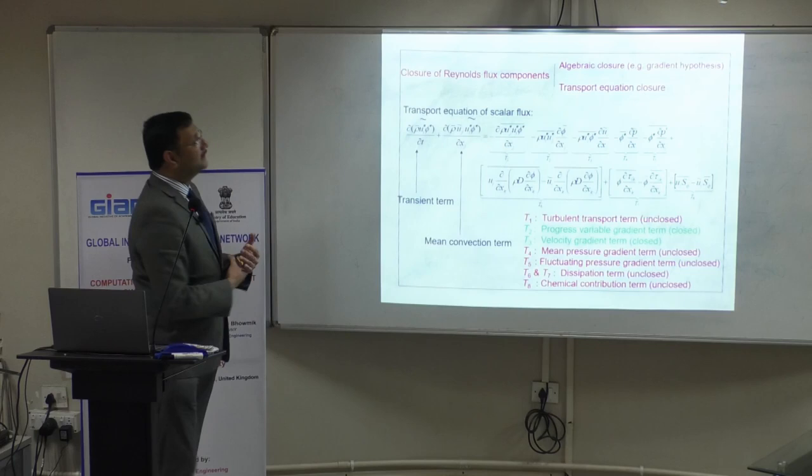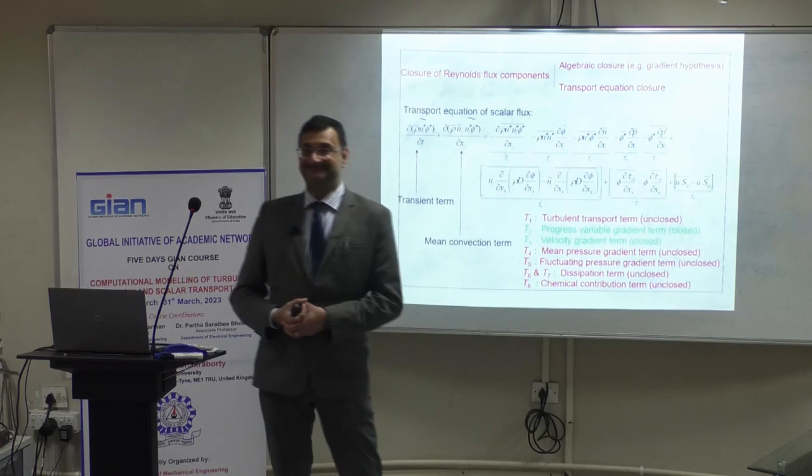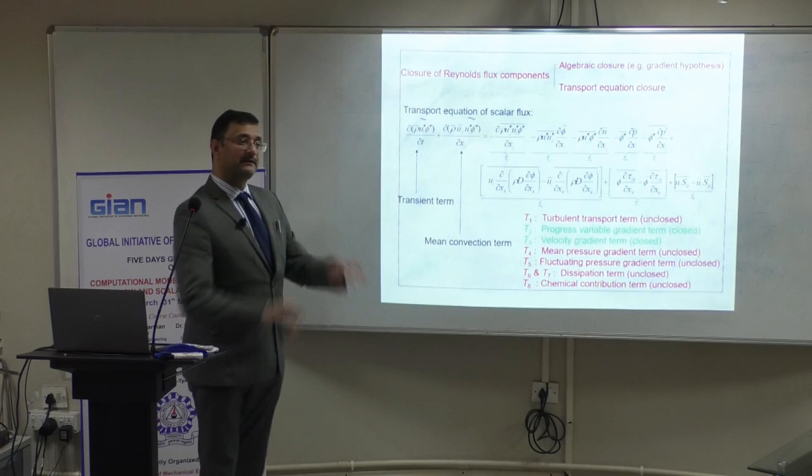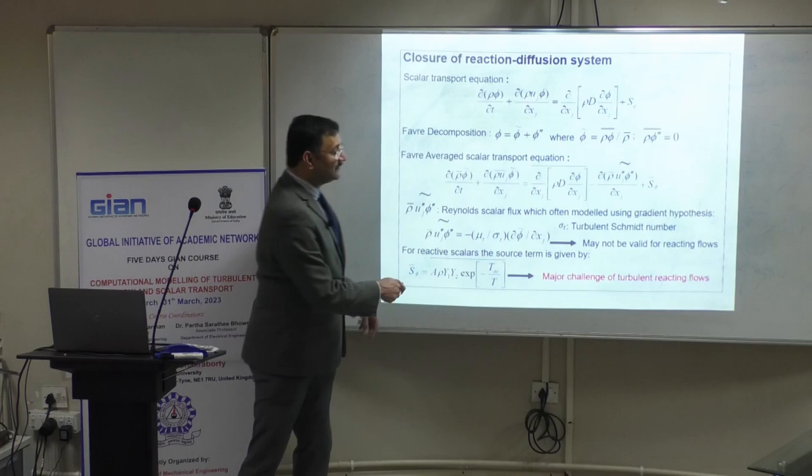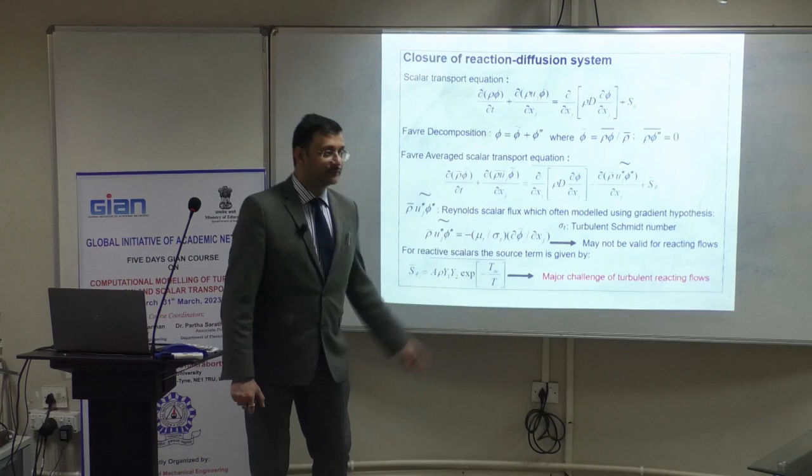Now, for the scalar flux, once again you can come up with a transport equation, and people have tried that. Instead of using this kind of algebraic closure, you can understand why it's algebraic closure, because effectively you are just giving one expression in terms of the mean variable. You are solving for the mean variable, it is just a simple expression. Clear?